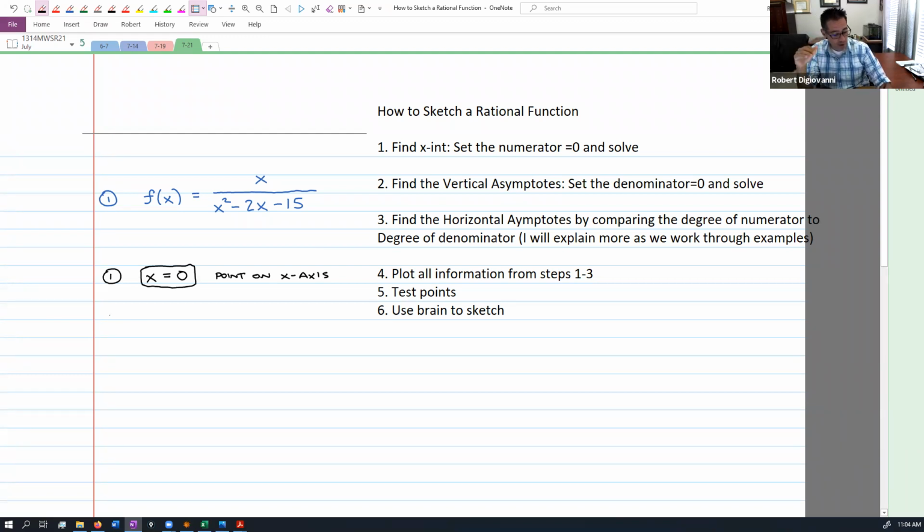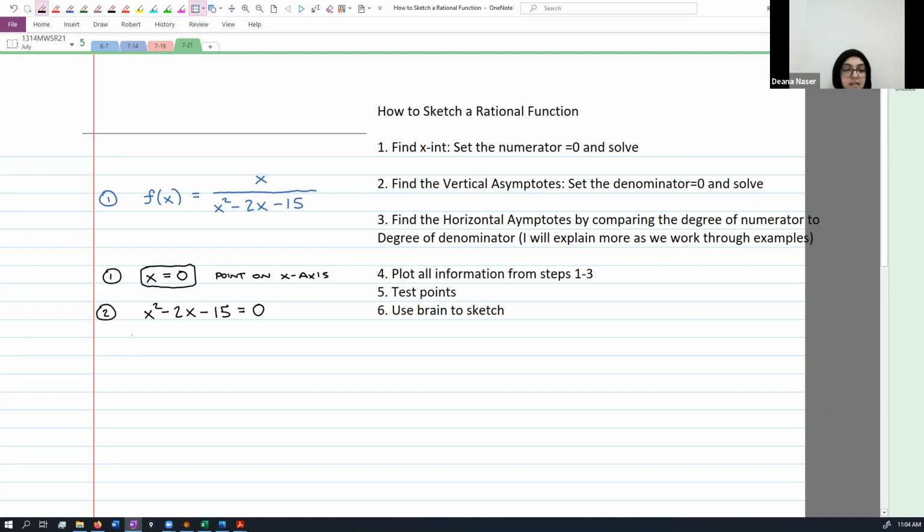Dina, since that was so straightforward, did you do the second step? Yes. Okay, so we're finding the vertical asymptotes. You set the denominator equal to 0, right? Yes. And then you factor. Okay. Yes. The brackets will be x minus 5 and then x plus 3.